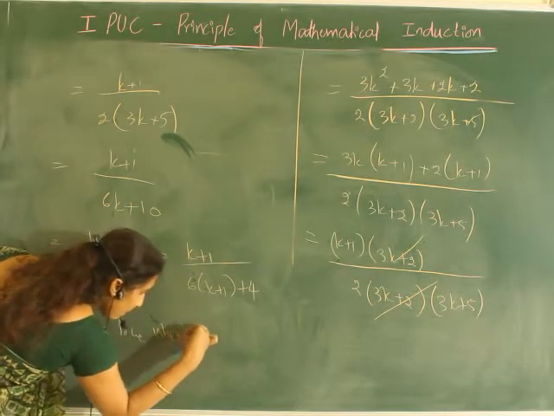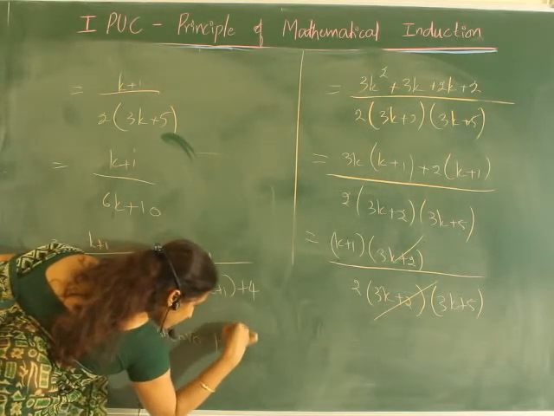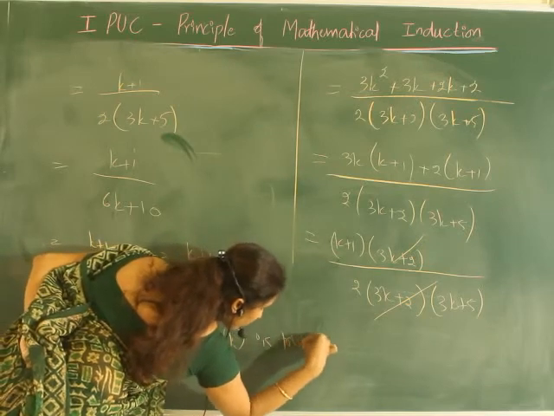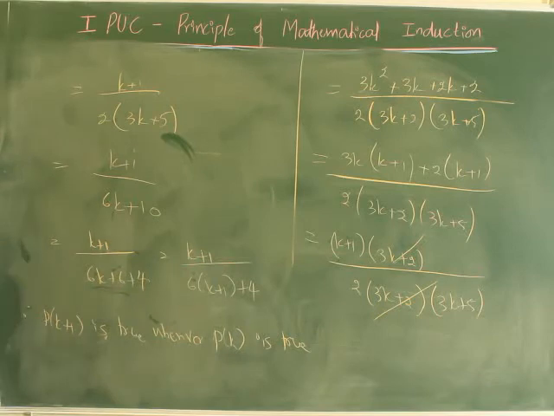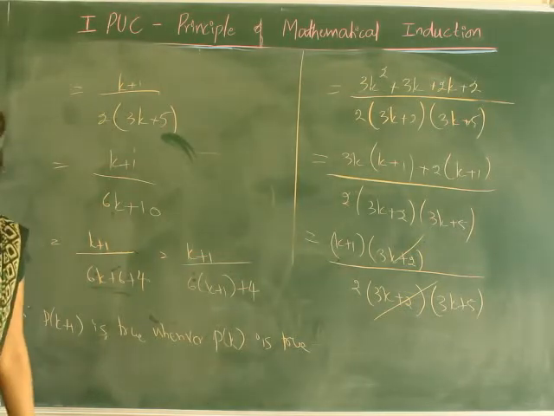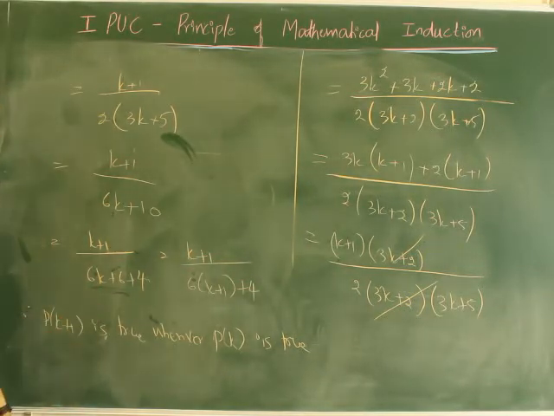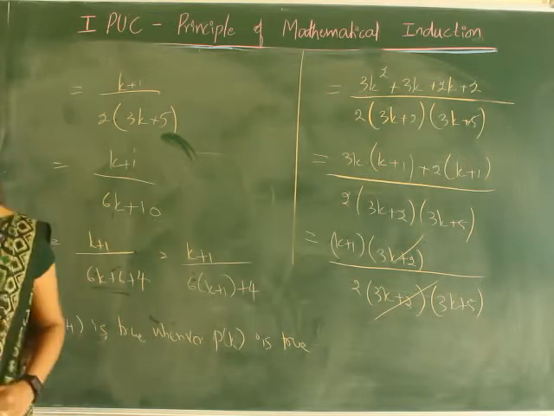whenever p of k is true. Therefore p of k plus 1 is true whenever p of k is true. So the next conclusion is: hence by the principle of mathematical induction, the given statement is true for every positive integer k.